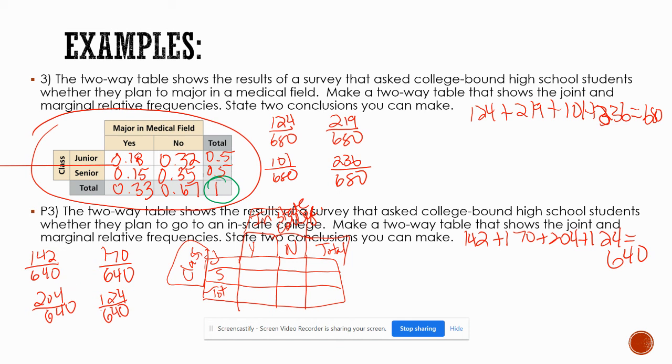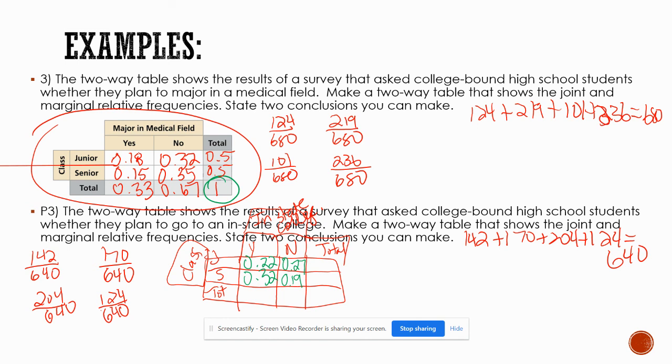So 142 divided by 640 is 0.22. 204 divided by 640 is 0.32. 170 divided by 640 is 0.27. And 124 divided by 640 is 0.19. So those are the joint relative frequencies.